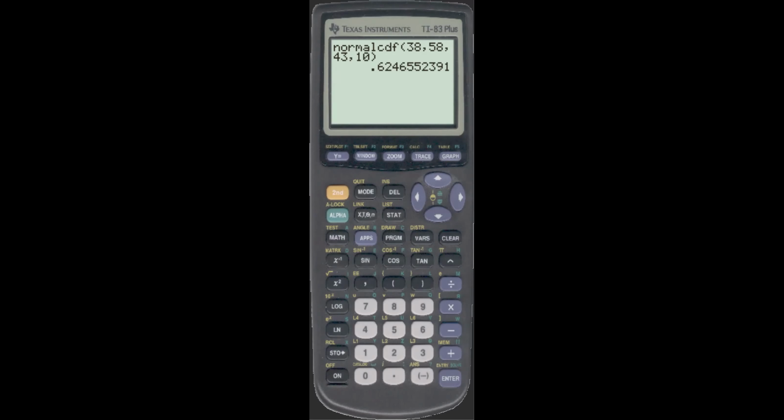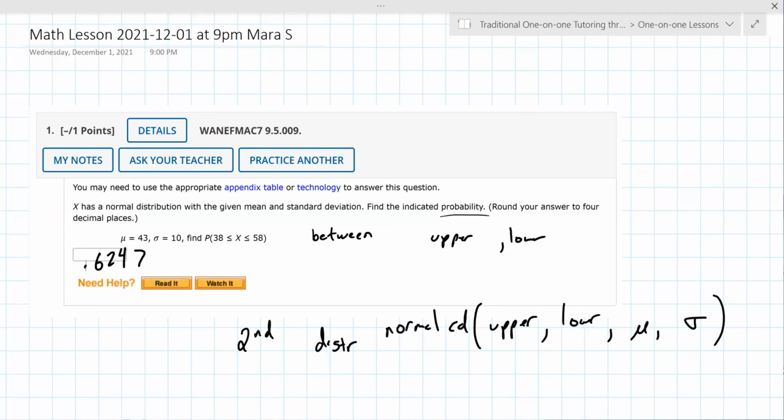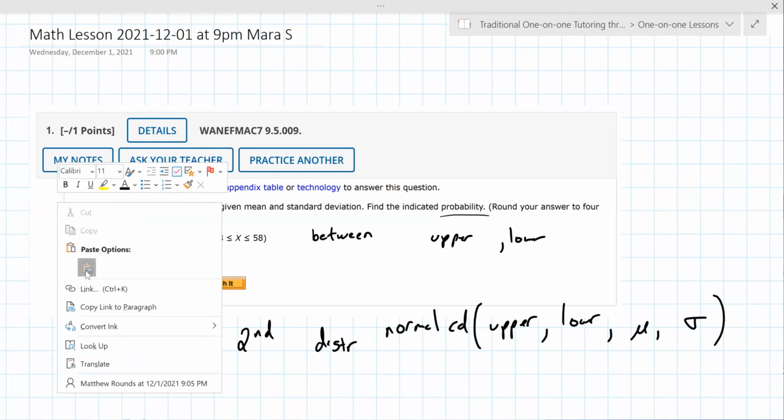I'm writing this down in the notes to look at later. So you round to 4 decimal places, so 0.6247. Give that a try and see if that works. Okay. The 4 decimal places. Did that work? Yes. Perfect.